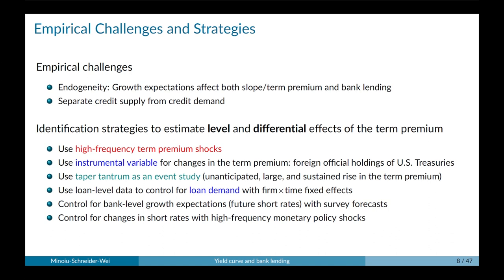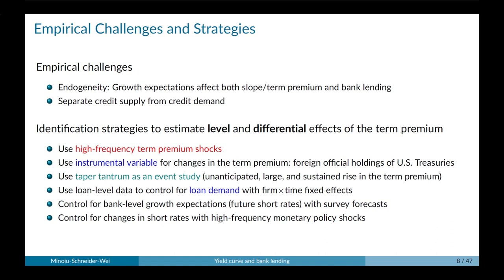The first one is that for the term premium itself, which is a non-observed variable, we're going to have estimates from a well-established model. We use high-frequency term premium shocks, defined in a way that is reminiscent of how we define monetary policy shocks, short rate shocks. Then we're going to have an instrumental variable for changes in the term premium. So in alternative specifications, we're going to use the foreign official holdings of US treasuries. These are foreign central bank holdings of US treasuries normalized by US GDP. They are inversely related, in the time series, to the term premium. And the identifying assumption is that these holdings are orthogonal to the US economic outlook. Rather, they are driven by central banks' international reserve management and considerations related to exchange rate management, and therefore unrelated to the US economic outlook.